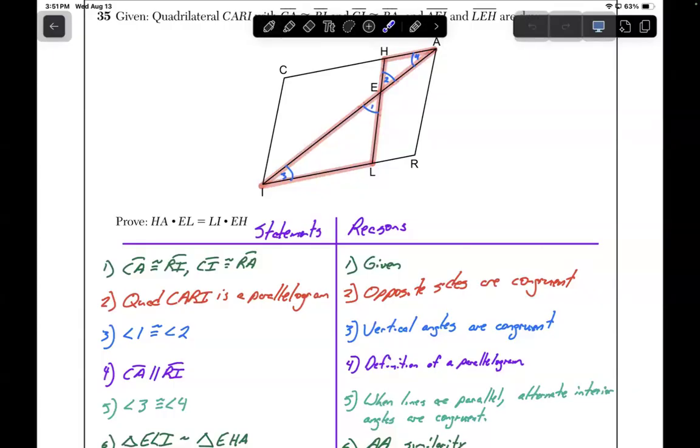And so that's what I said here. Angle 3 is congruent to angle 4. And then when lines are parallel, alternate interior angles are congruent.